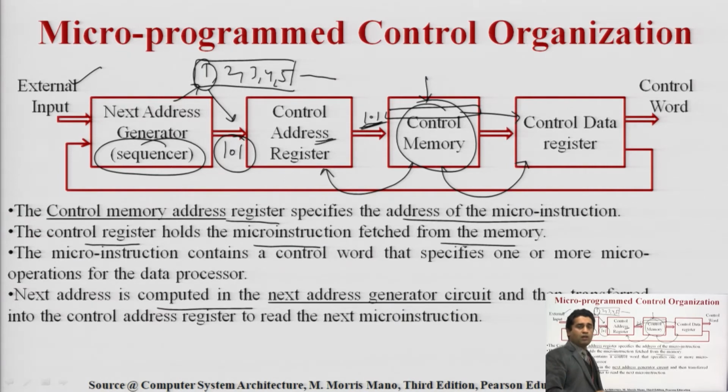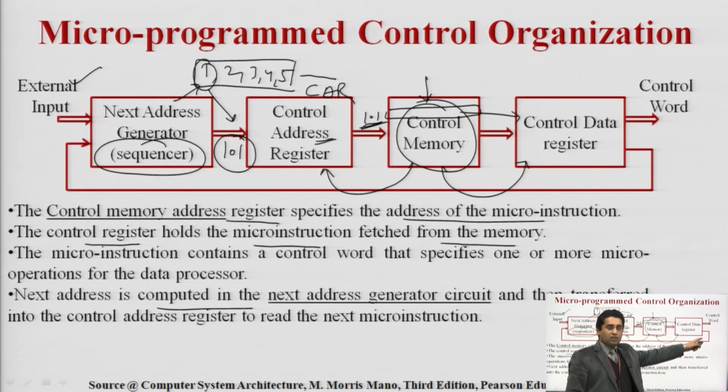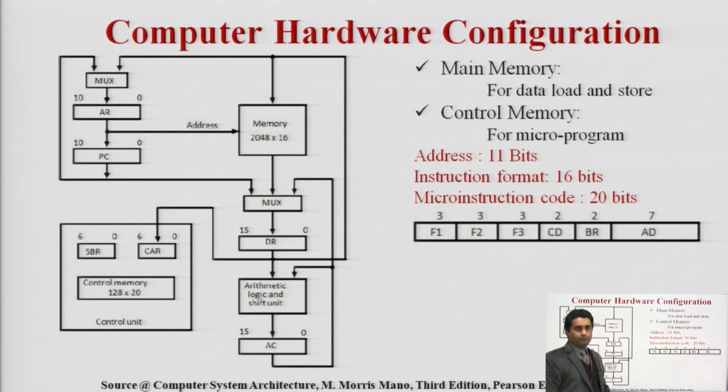The address of the particular micro instruction is there in CAR, and this CAR value goes to the control data register, and this data register generates the control word. So this is a complete process. That's why you are seeing this loop from the last block to the first block. So this is all about the working of the microprogrammed control architecture.